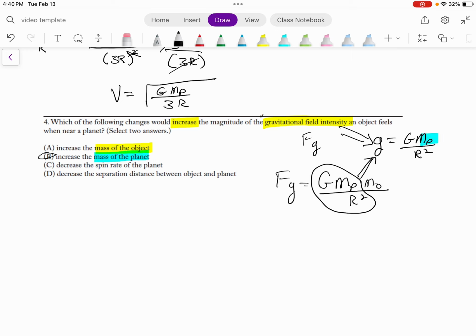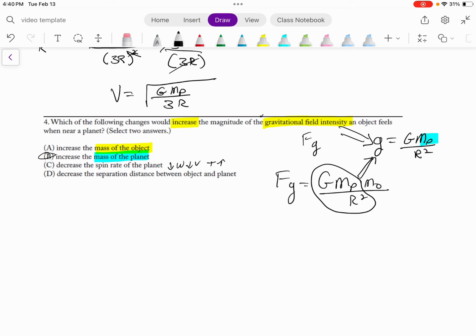That one works. Decrease the spin rate. That has to decrease omega. You could say decrease velocity. It actually increases T because they're inversely related. T is the period it takes. By decreasing the spin rate, you increase the period that it requires to make one cycle.